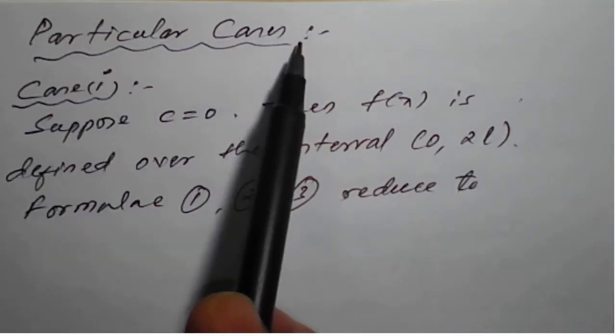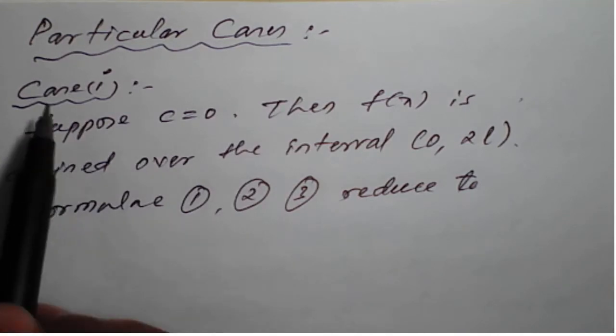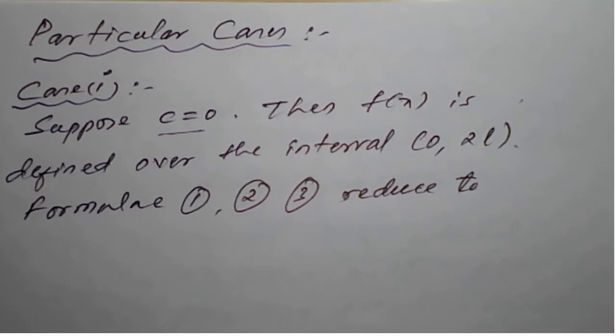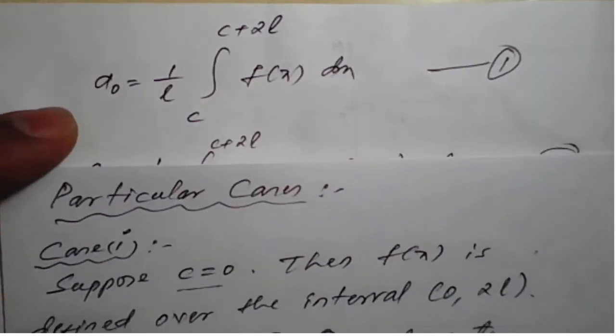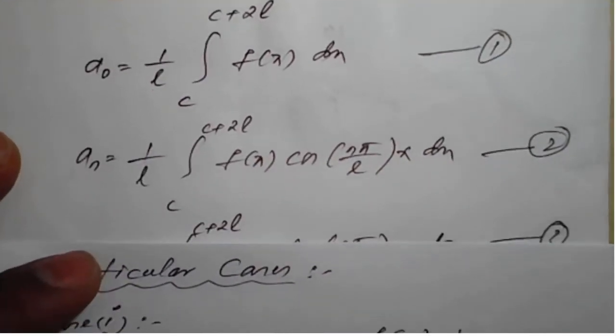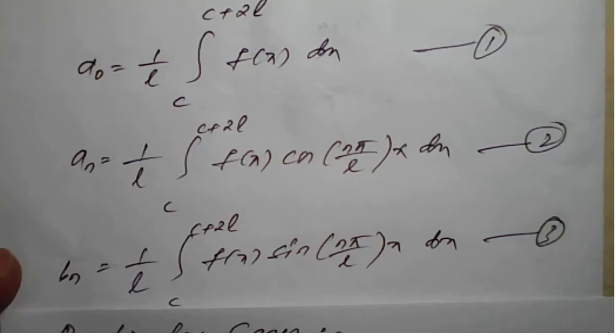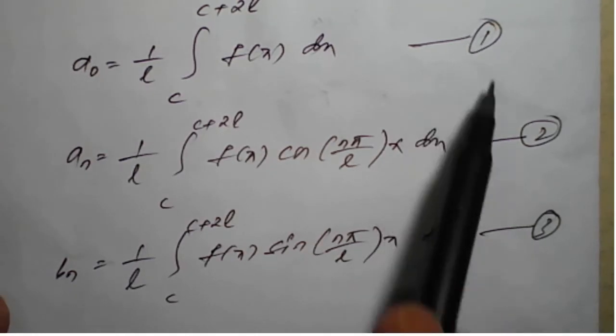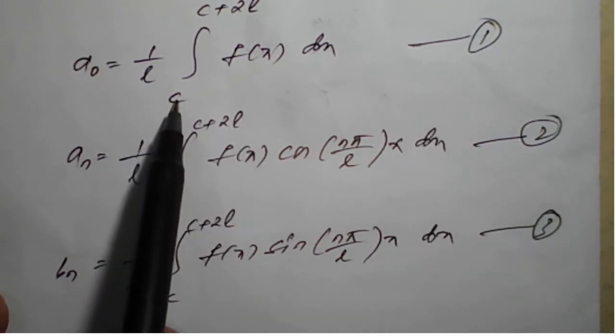Now the particular cases. So what are the cases? We'll see here. Case number 1. Suppose c is equal to 0. So where do we need to apply this? I have taken c equal to 0. So if these are the formulas, if c is 0 in results number 1, 2, 3, if you put c equal to 0, what happens?